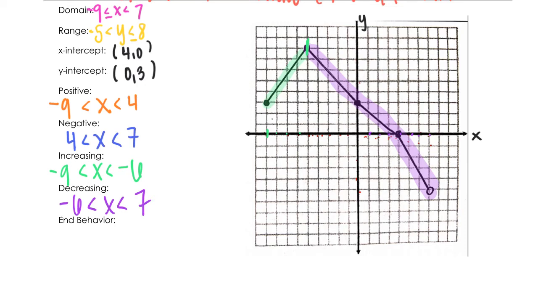Last piece asks us to find the end behavior. Can we find the end behavior here? The answer in your head should be no. You must have arrows in order to describe end behavior.